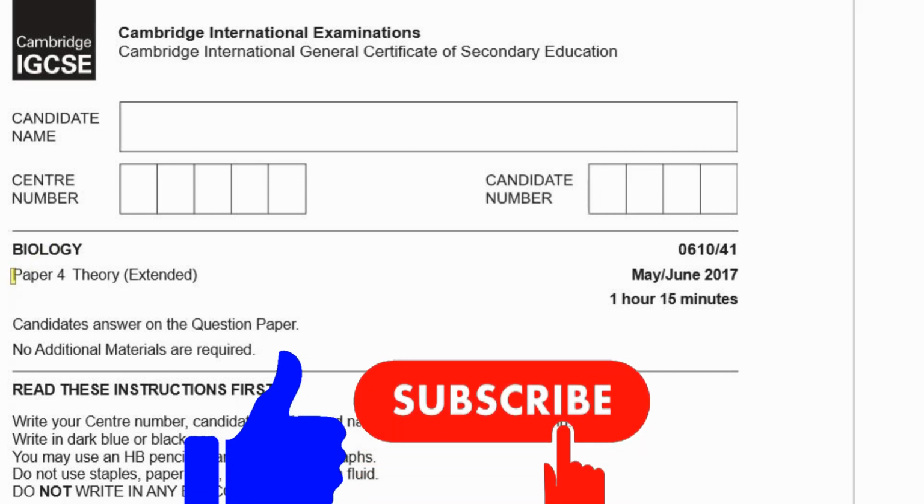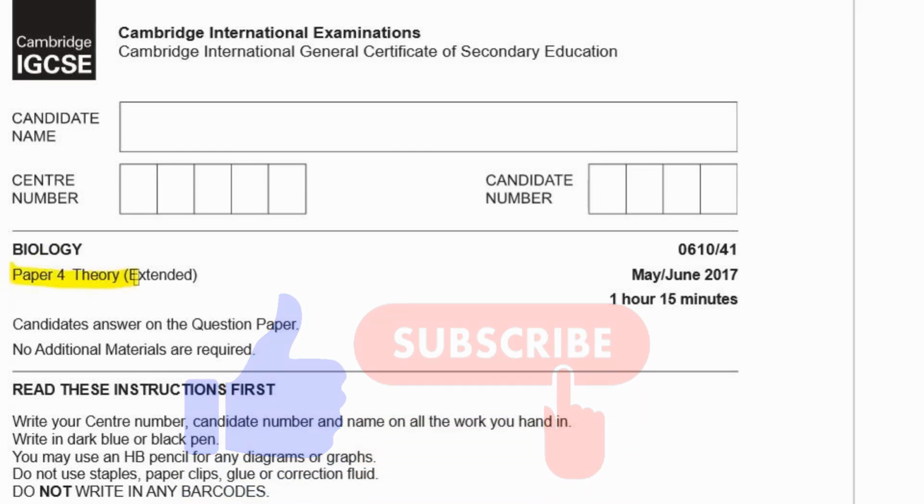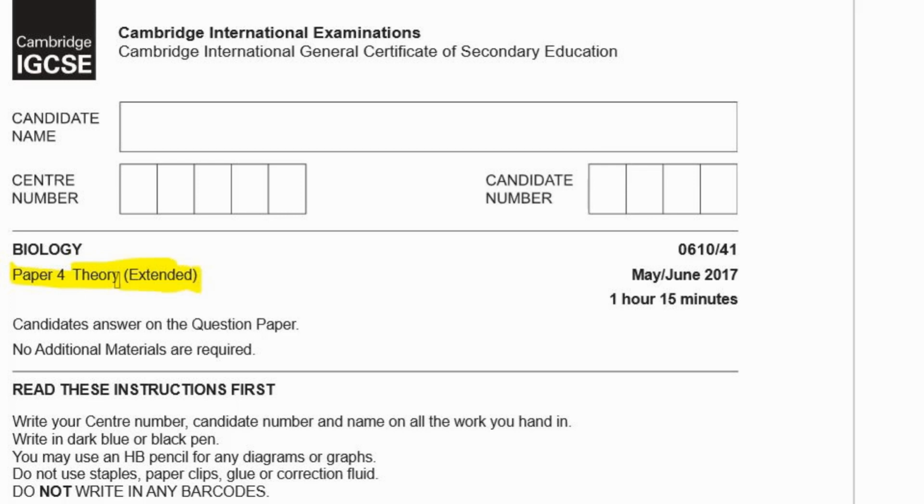So let's now go over paper 4, which is the extended theory paper for biology. That's IGCSE from Cambridge International Examination, CIE, and that's a summer, May-June 2017, variant 1, so 0610/41 is the code.